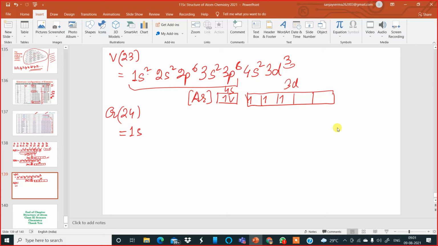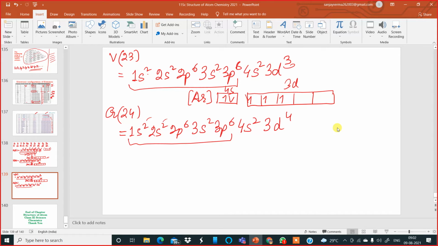It becomes 1s2, 2s2, 2p6, 3s2, 3p6, 4s2, and then this becomes 3d4. Is that clear, my boys? 4s2, 3d4. Let's check the total. 2 plus 2, 4, 4 plus 6, 10, 11, 12 plus 18, 19, 20, 24. Okay, so this one is argon. Till here it is argon. This much is argon. Electronic configuration of argon.